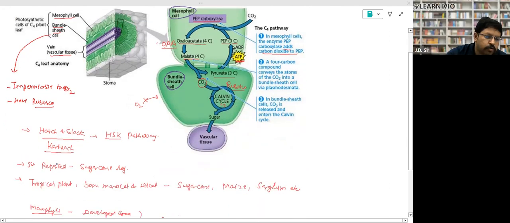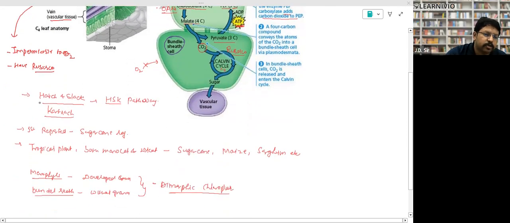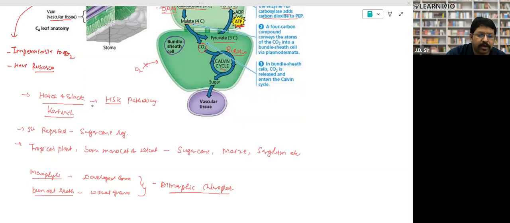The C4 cycle is also known as the Hatch-Slack cycle, the HSK pathway. It is named so because Hatch, Slack, and Korshak were the scientists who discovered it. So that's why this is called the HSK pathway.